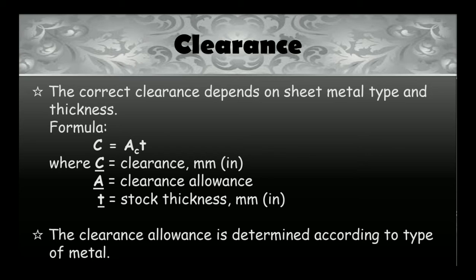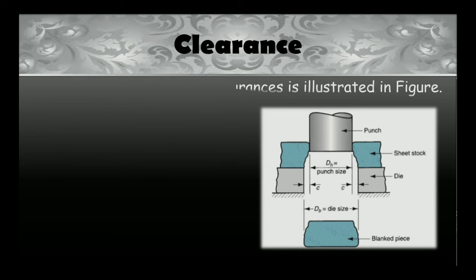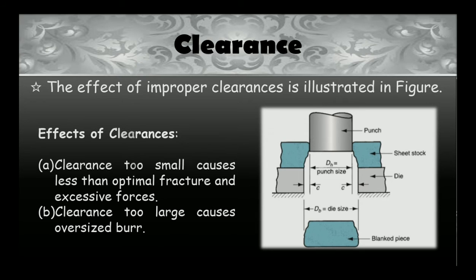So the recommended clearance can be calculated by the following formula. We have here C is the clearance, AC is the clearance allowance, and T is the stock thickness. So the clearance allowance is determined according to the type of metal. So the effect of improper clearances is illustrated as what you've seen in the figure.